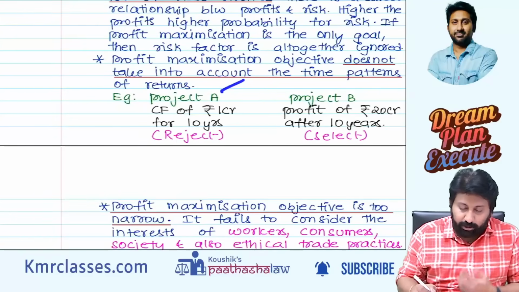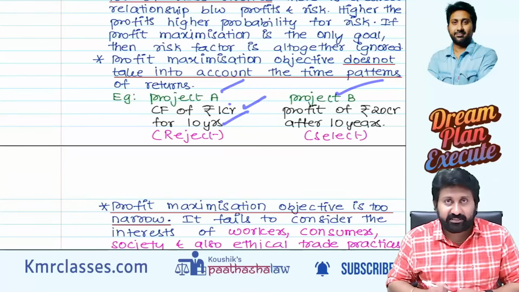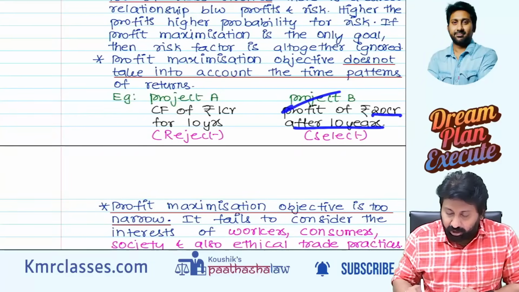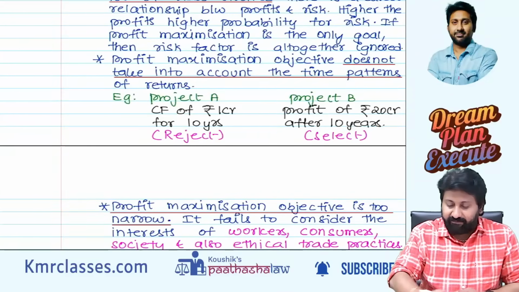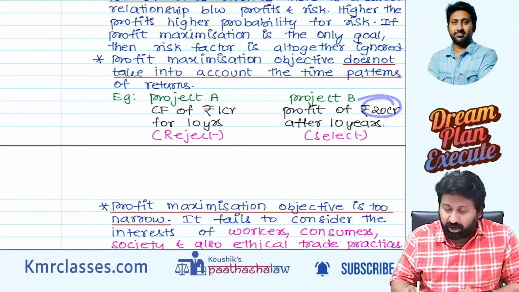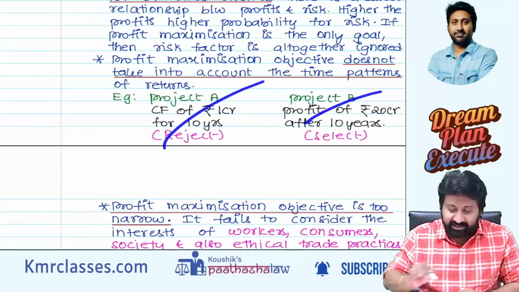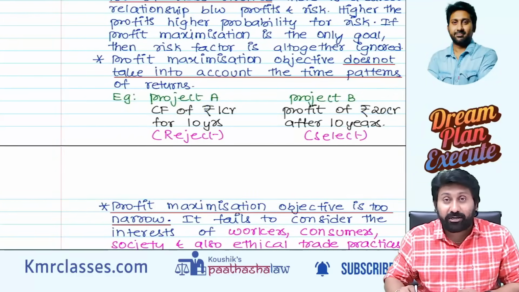See, there are two projects, project A and project B. Project A has a cash flow of 1 crore for 10 years. Project B has a profit of 20 crore after 10 years. So what will they do? I will get 20 crore after 10 years, here I will get 1 crore cash flow every year. They will select this and reject that. Why? Because 20 crore versus 1 crore. But this 20 crore is the profit.